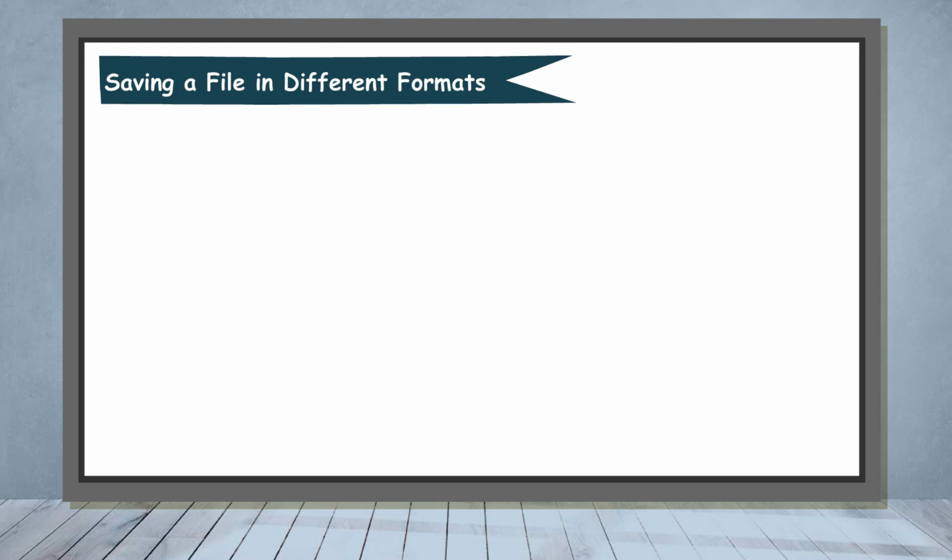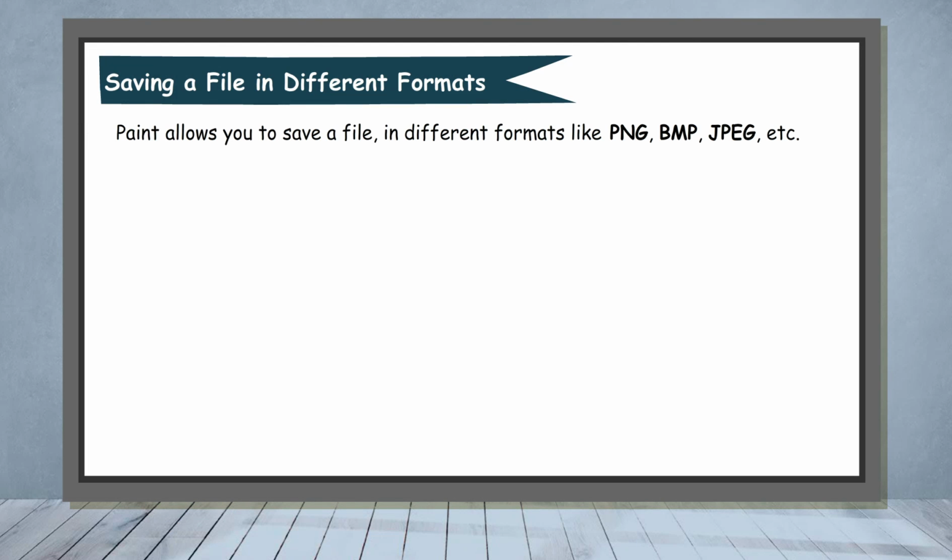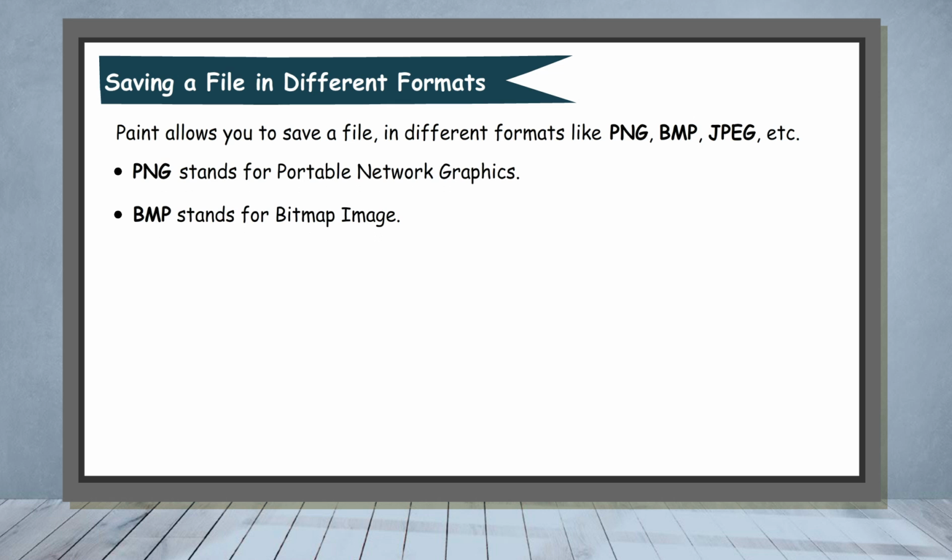Saving a file in different formats. Paint allows you to save a file in different formats like PNG, BMP, JPEG, etc. PNG stands for Portable Network Graphics. BMP stands for Bitmap Image. JPEG stands for Joint Photographic Experts Group.